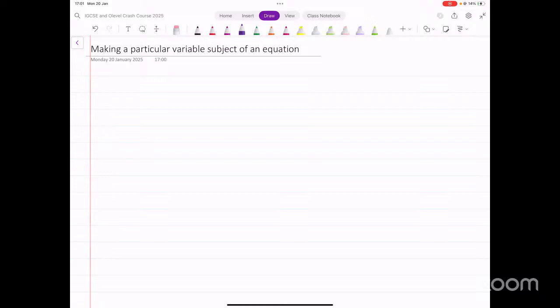Let's do this using an example. Let's say we've got something like this. Let's start with something simpler. First of all, you have y equal to -2 plus 7x, whole divided by 5. What you want to do is you want to make x the subject of this equation.